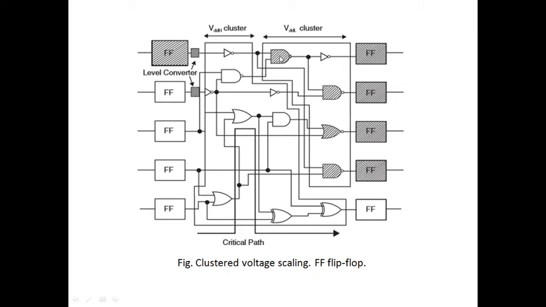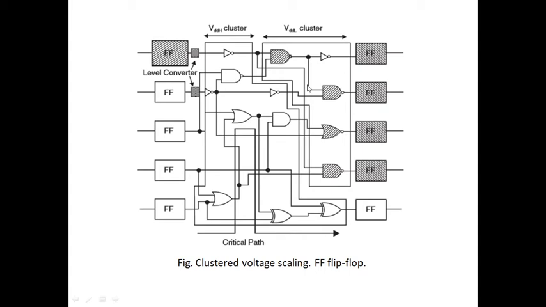See here, these shaded gates 1, 2, 3, 4 are in the non-critical path. For this non-critical path we give VDDL, which means the lower supply voltage. The remaining circuit is the critical path, and for this critical path we give the higher VDD. This is the concept of standard cell design, and this is also called cluster voltage scaling.